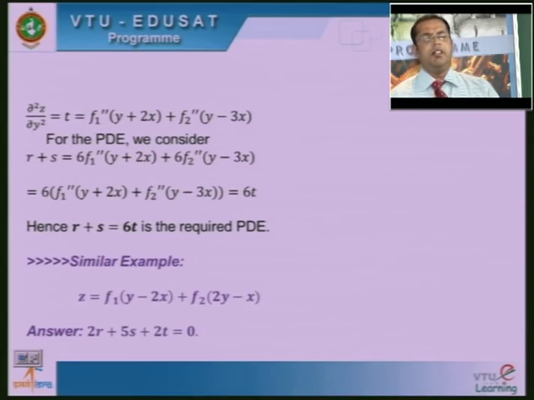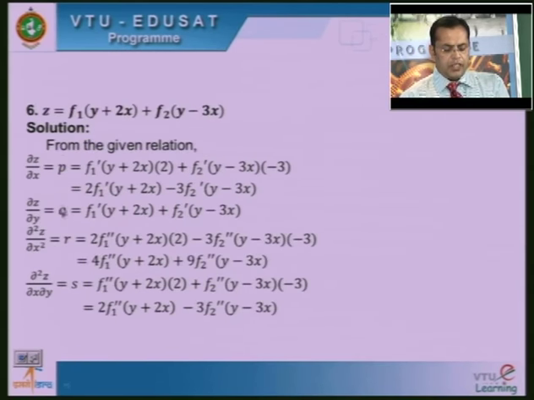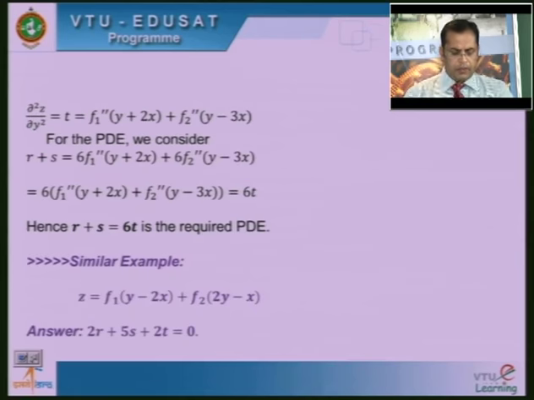The last partial derivative in the sequence, dou square z by dou y square, which is t, is obtained by differentiating dou z by dou y with respect to y. So, this partial derivative is again differentiated with respect to y. So, you get f1 double dash y plus 2x into 1 plus f2 double dash y minus 3x again into 1. So, that is illustrated here.